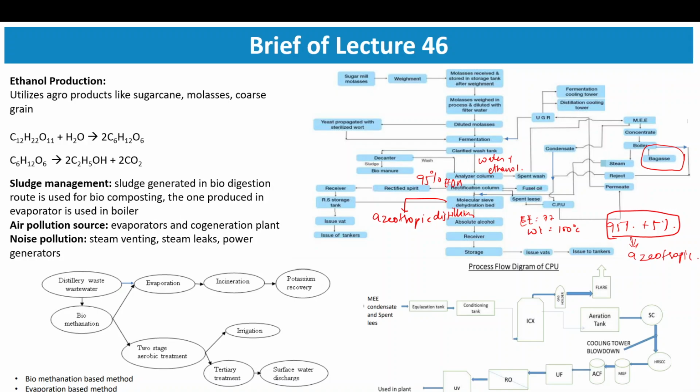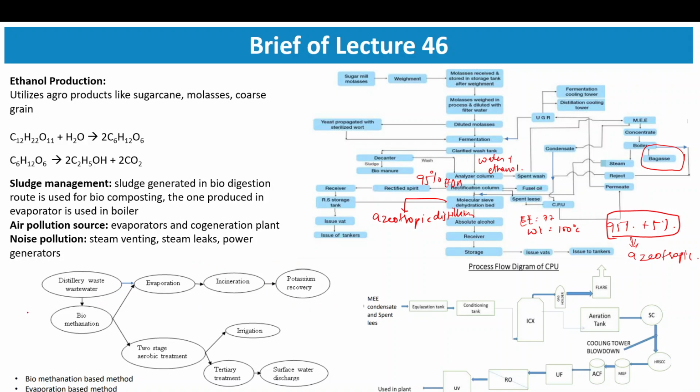Now the condensate which is obtained is further processed in the condensate processing unit. So majorly the sources of water are this spent wash, or any sort of cleaning which is done, or the condensate which is obtained. So for that, what is usually adopted is firstly you do evaporation to recover the water, and whatever solid is obtained, you incinerate it, and potassium is recovered.